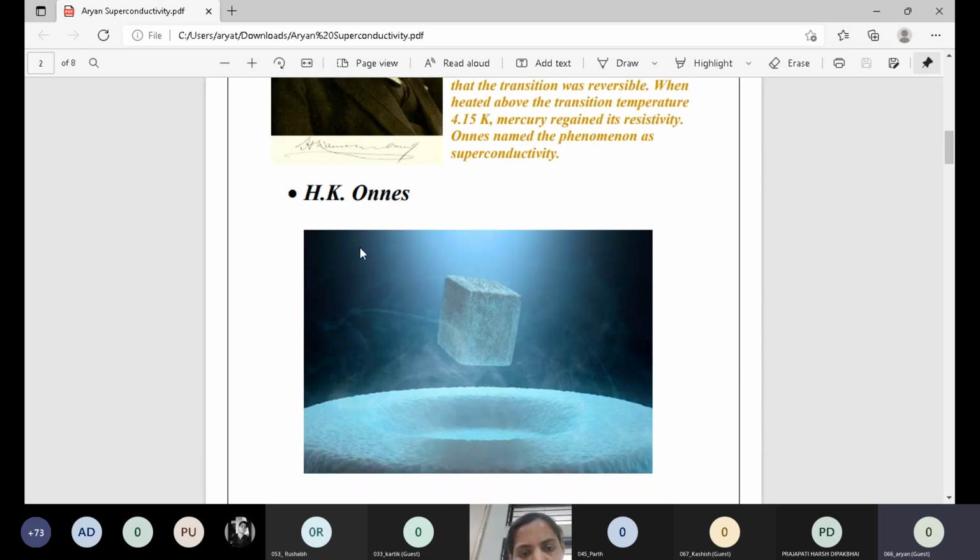So friends, if you go on Google, or on any website, and search for superconductors, you can see this type of image. They use this type of image in which the piece of superconductor has such kind of vapor, which is cold vapor. Why is it so? Because superconductors are normally available only at very low temperatures.